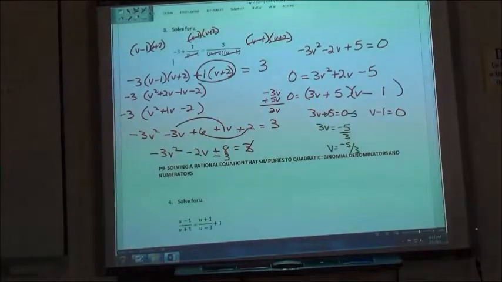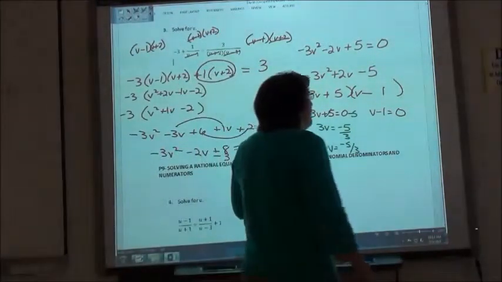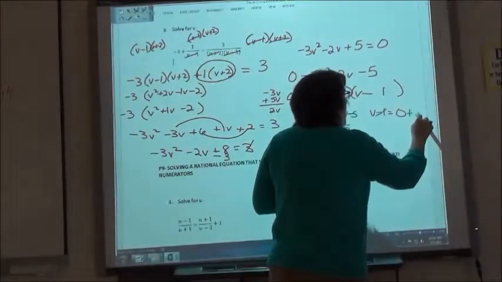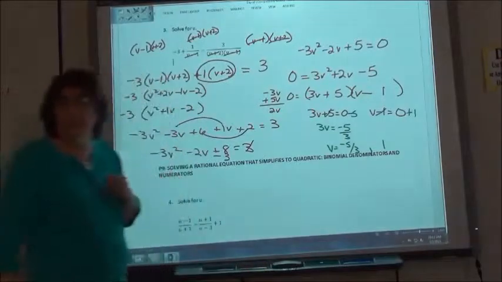How about on the second one? If we're going to solve that, what are we going to do? You're going to move your 1. So I'm going to add my 1, and v is just going to equal 1, right?